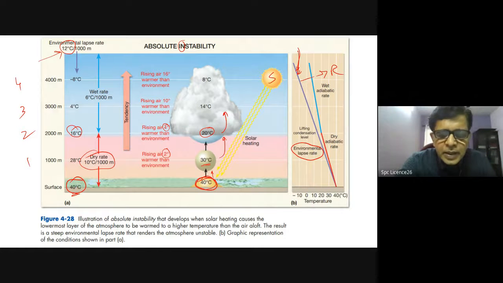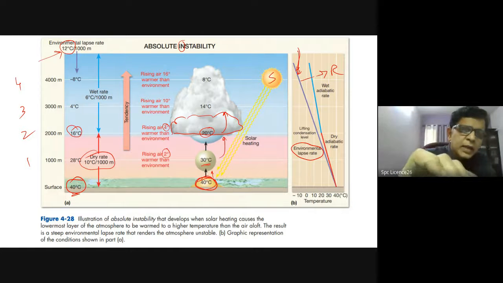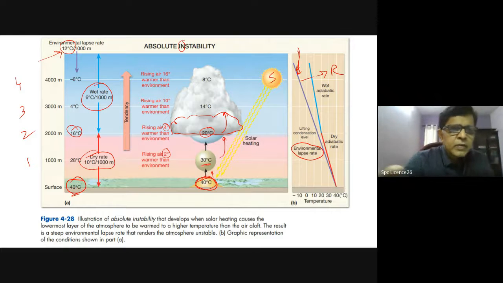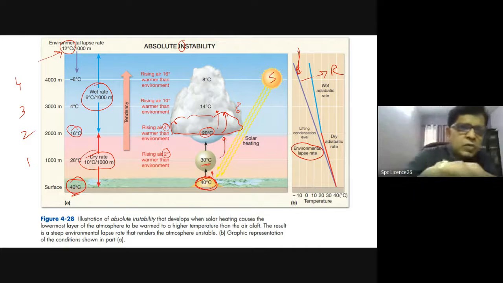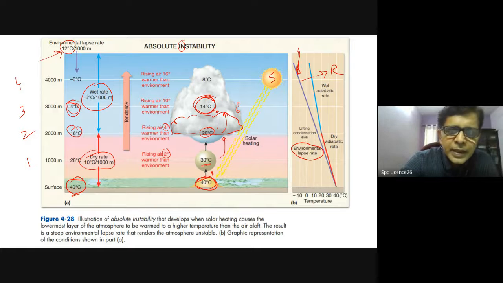While it tends to move higher, the saturation point is reached. Saturation will lead to condensation. Condensation will lead to formation of clouds. Because this is saturated now, it will not climb at the dry rate. It will now climb at the wet rate. The wet rate is 6 degrees. So it will fall from 20 to 14. That's a fall of 6 degrees only. While the air around continues to fall at the same rate, it has come down to 4. This is plus 4. This is plus 14. So this is still warmer by 10 degrees.